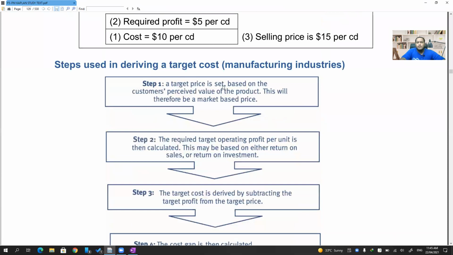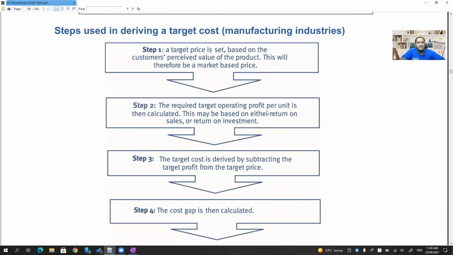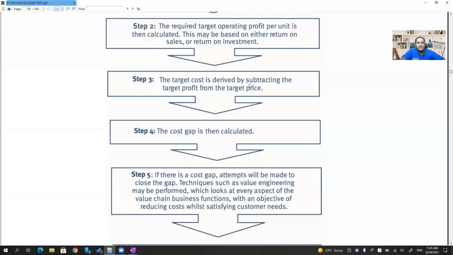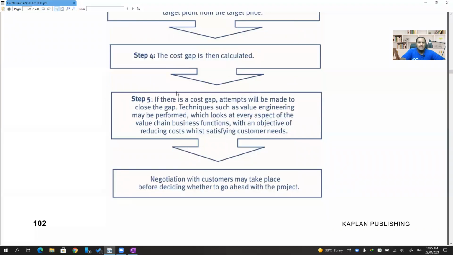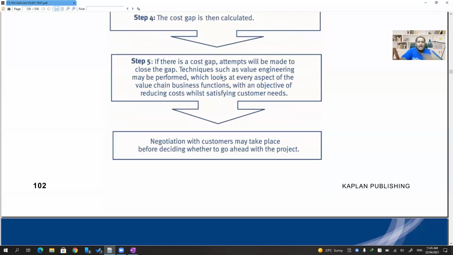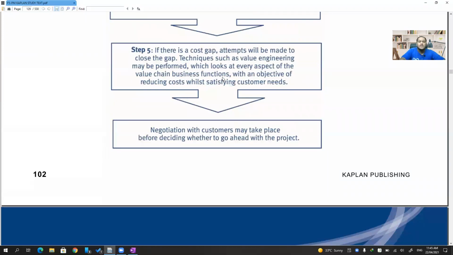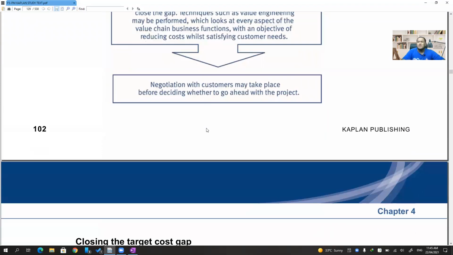First step, target price is set, then target profit is deducted from that, target cost is derived, then the cost gap is calculated. Then we will try to follow techniques in order to reduce the cost gap: value engineering, or else just in time, or else TQM, whatever strategy you want to adopt. We'll talk about them later. In APM, we'll discuss in much detail, but we'll identify the cost gaps and identify the reasons for those cost gaps, and we'll try to negotiate with the customers or whatever is required. We'll try to do that to reduce the cost gap as much as possible.